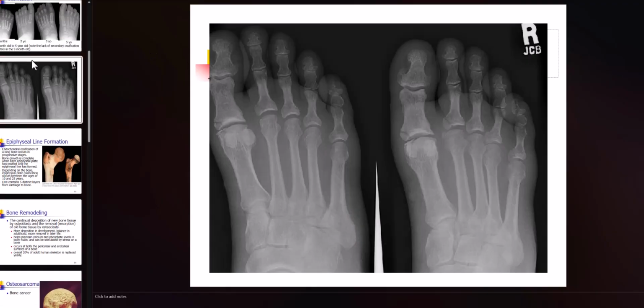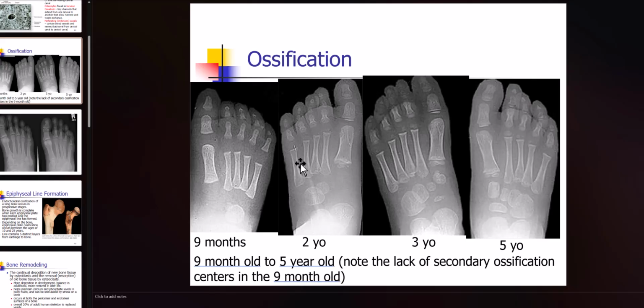Here is, let me start in this picture. Here is a 9 month foot, x-ray of the foot, 2-year-old, 3-year-old, 5-year-old. And is it any wonder that you can squeeze a child's foot into a small shoe and the kids don't complain too much about it because, one, they're not walking much, but also their bones are not yet fused together, right? You can see that the metatarsals and the phalanges are not yet fused together.